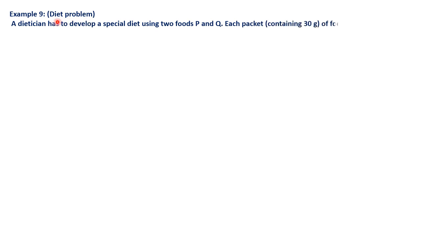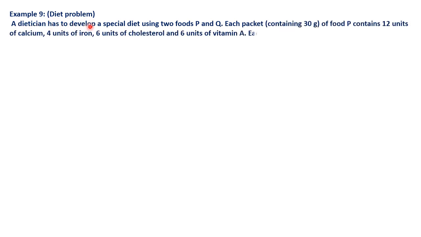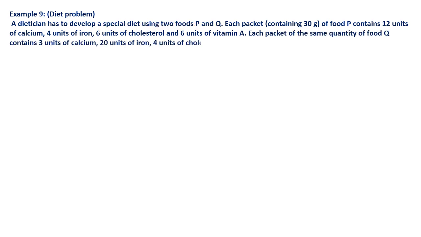Next we shall discuss example number 9, a diet problem. Diet problem in the sense something which is related to food habits. So a dietitian has to develop a special diet using two foods P and Q.